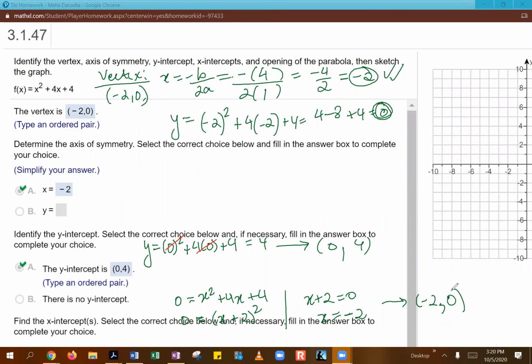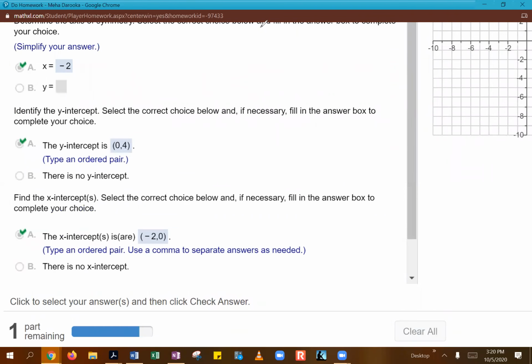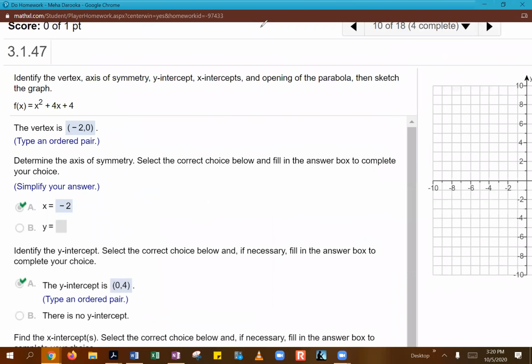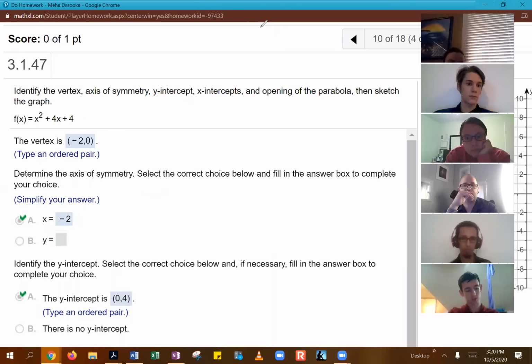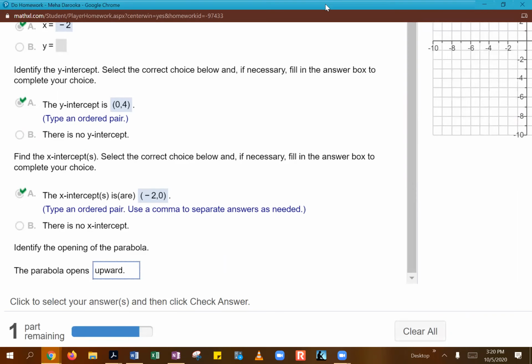And our last question is asking about whether our parabola is opening up or down. So looking at the equation of our parabola, what would you say? Is it opening up or down? Yeah, your a value is a positive 1. And since it's positive, your graph will be opening upward. So it's just a drop-down menu you select your answer from. And we are good to go over here.